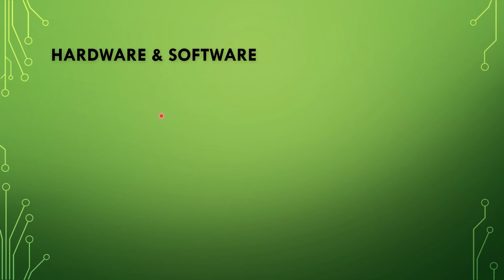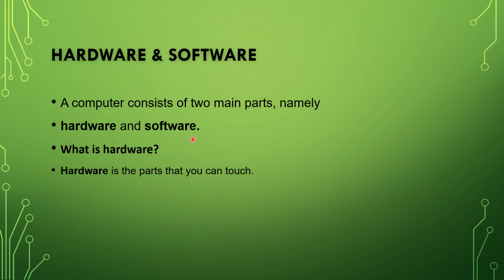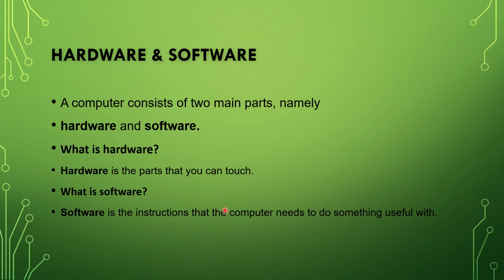Firstly, we're going to look at the hardware and software of a computer. So a computer consists of two main parts, namely hardware and software. What is hardware? Hardware is the parts that you can touch. And then what is software? Software is the instructions that the computer needs to do something useful with, like your applications.